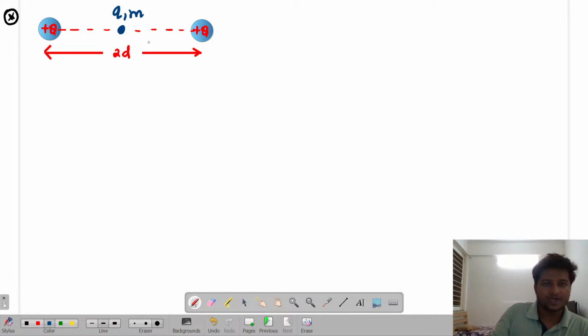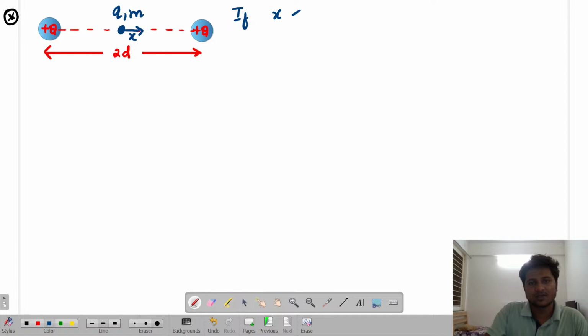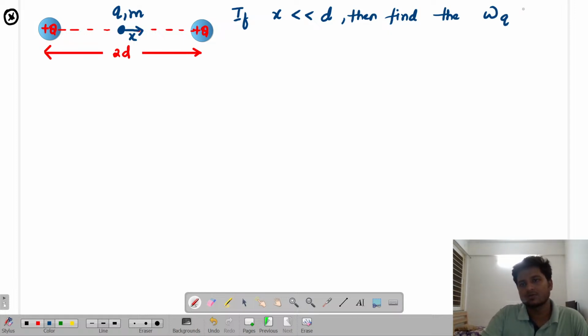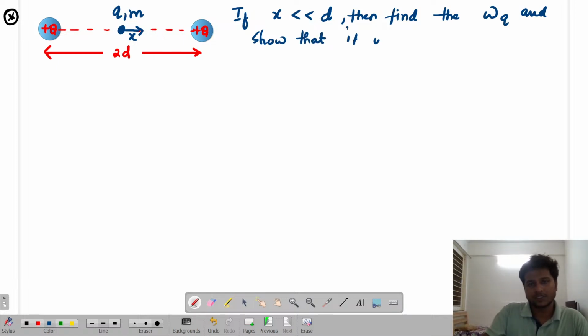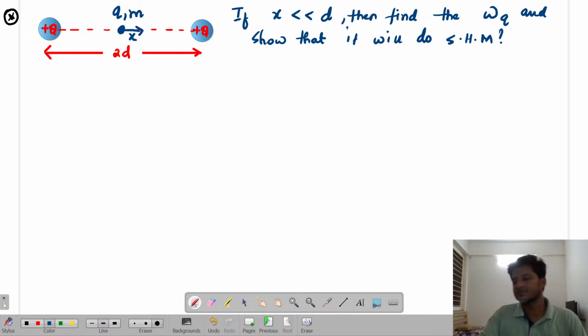Question is, if I displace this charge by a small distance x, and x is much less than distance d, find the omega of q, so that it will do SHM.